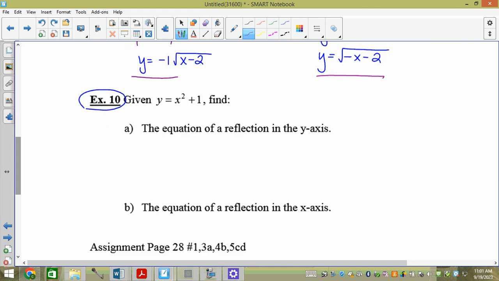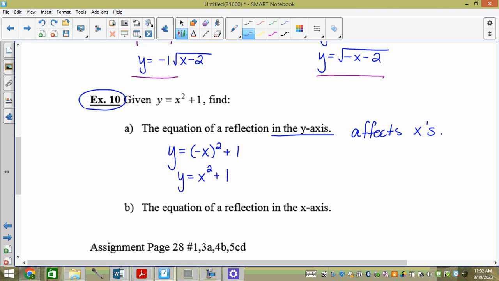So here it says the equation of the reflection in the x and the y-axis. So if it's in the y-axis, it affects the what? The x's. If I have a reflection in the y-axis, it's my x's that are flipping, because they're moving from one side to the other, one side to the other, one side to the other. So that means I need to have a negative x. So it's y equals negative x squared plus 1, which is y equals x squared plus 1.